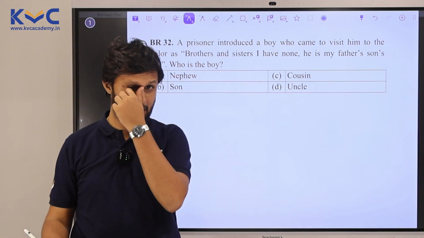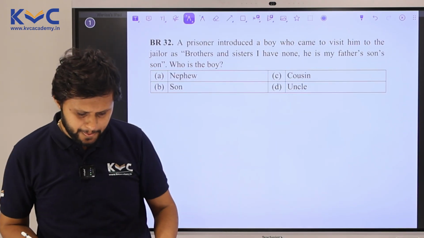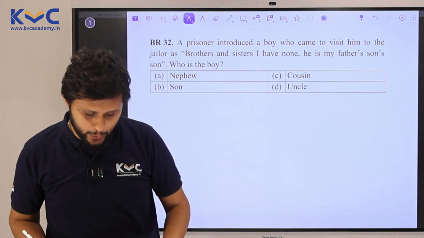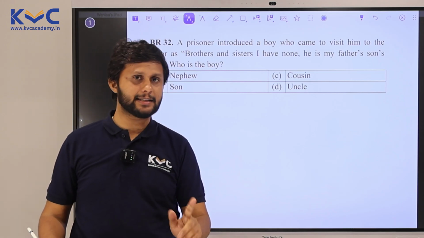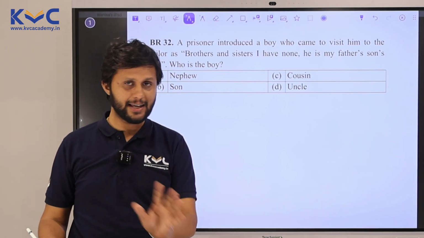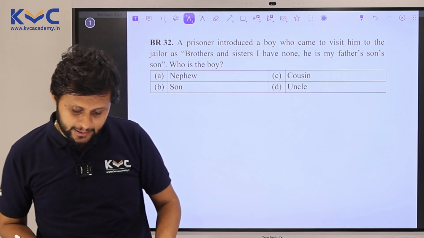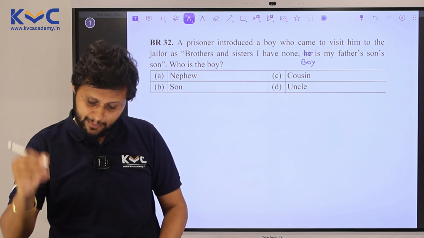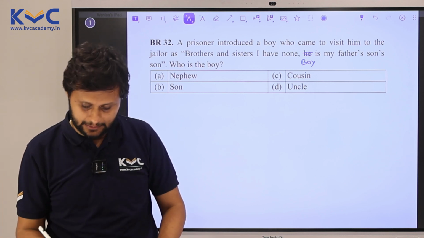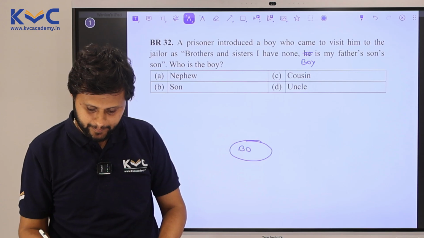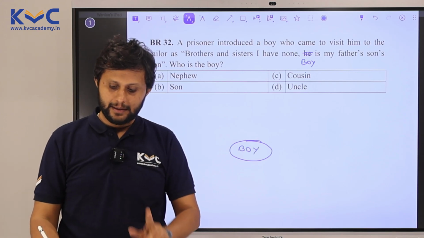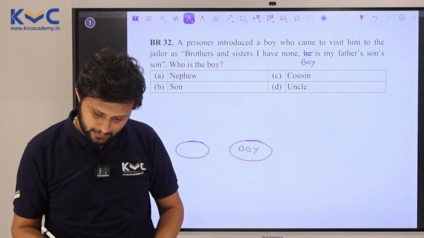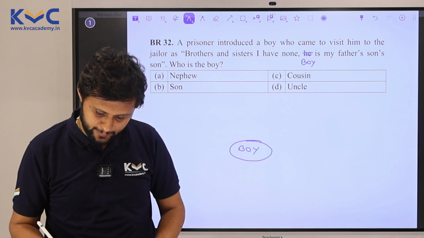Moving on to the next question, question number 32. A prisoner introduced a boy who came to visit him to the jailer: brothers and sisters, I have none. So that means the prisoner has no brothers and sisters. He means who? The boy. Boy is my father's son's son. So we have boy, is my father.